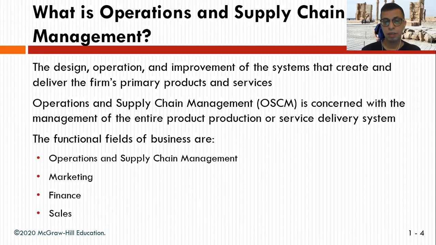So the functional fields of business are operation and supply chain management, marketing, finance, and sales. As we said earlier, there are four fields, and most of us are aware of marketing, sales, and finance. The rest belongs to operation and supply chain management. So the land of work, the land of job opportunity, is huge if you specialize in operation or supply chain management.